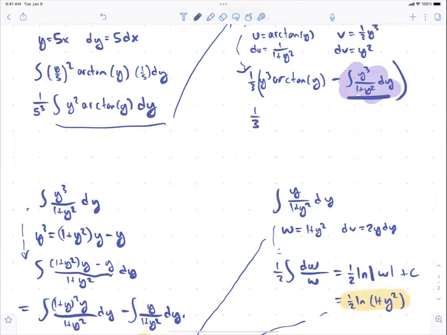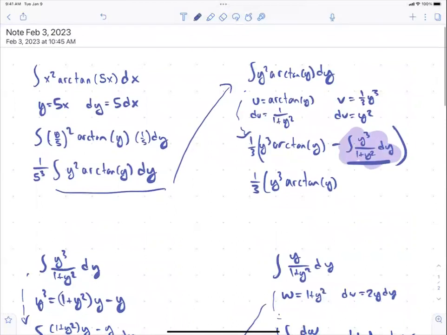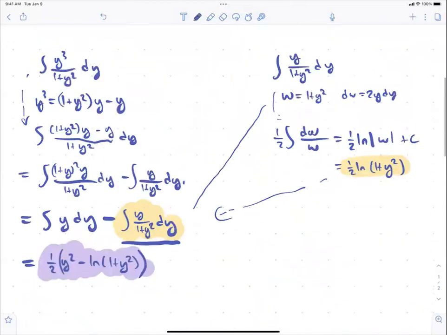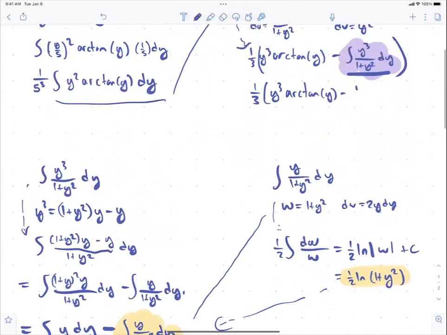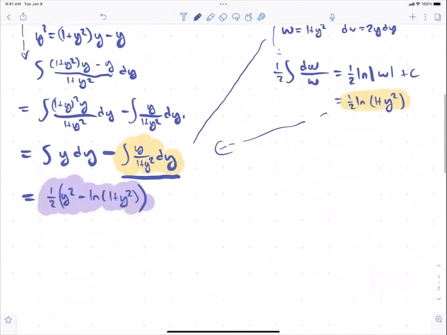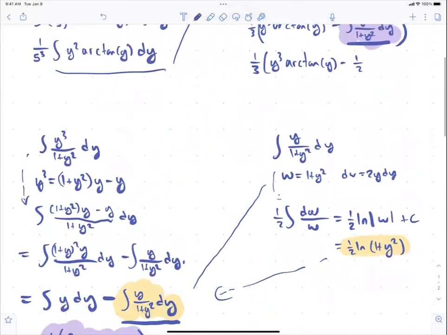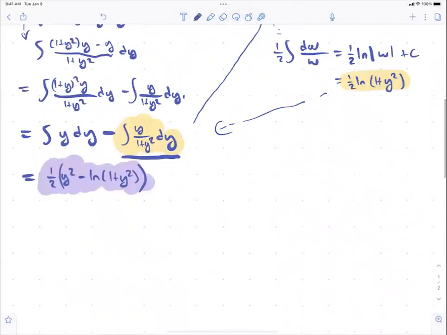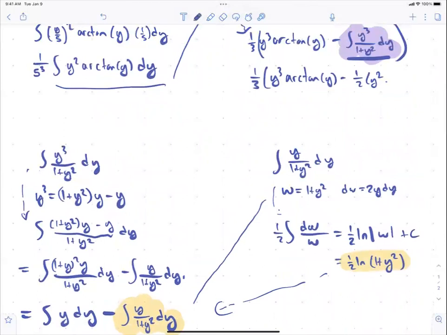For this integral, I was getting 1/3 times y cubed arctangent of y minus, then what was I supposed to copy? 1/2 y squared minus ln of 1 plus y squared. Good. So I've got this part.